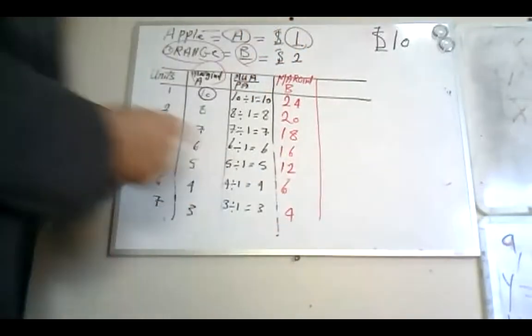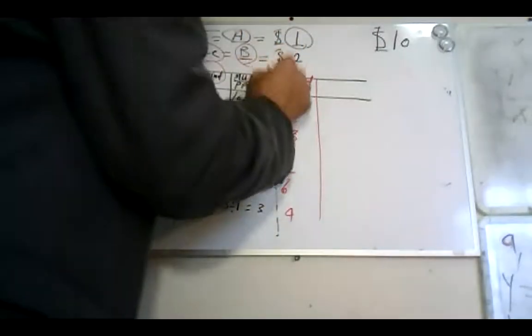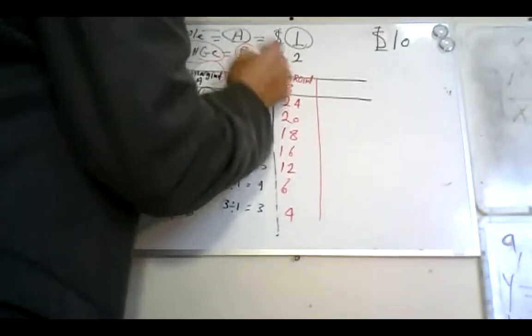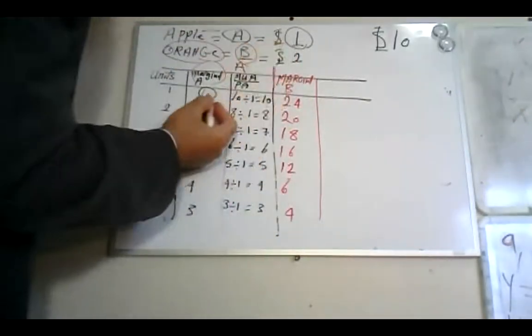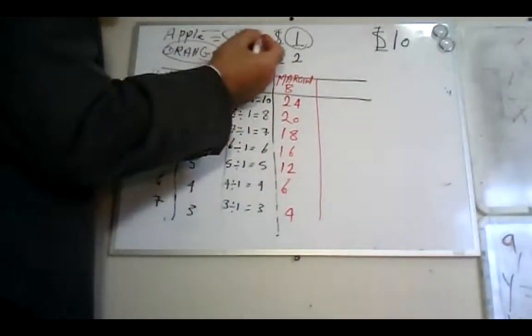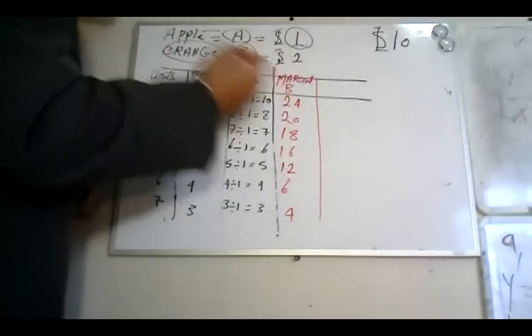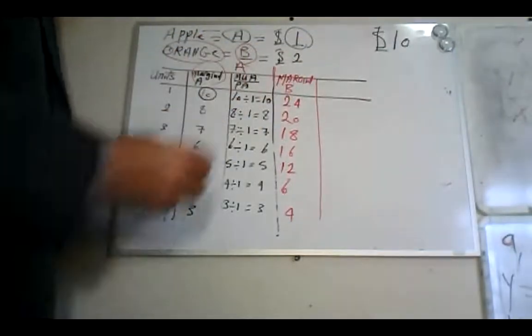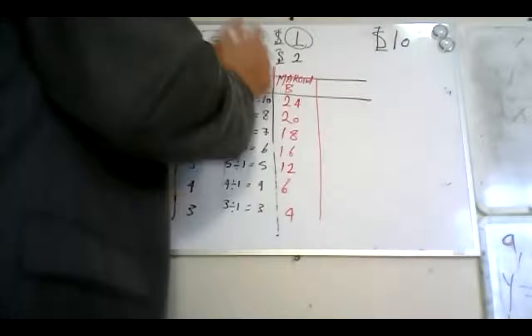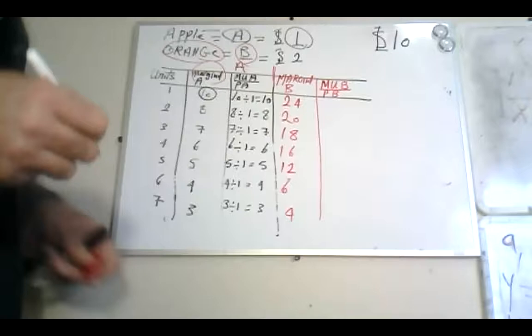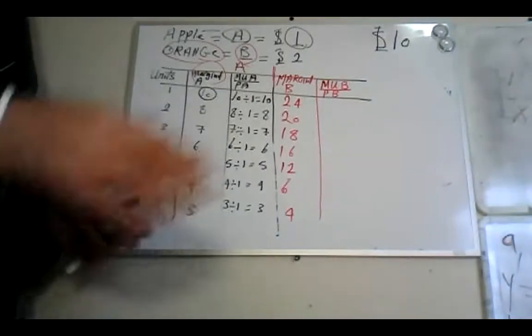Likewise, what we did for product A, we divide the marginal utility by the price. Same thing we'll do for B. We'll divide the marginal utility of product B, which is the orange, by the price of B. I will do the first one, and you guys will do the rest.